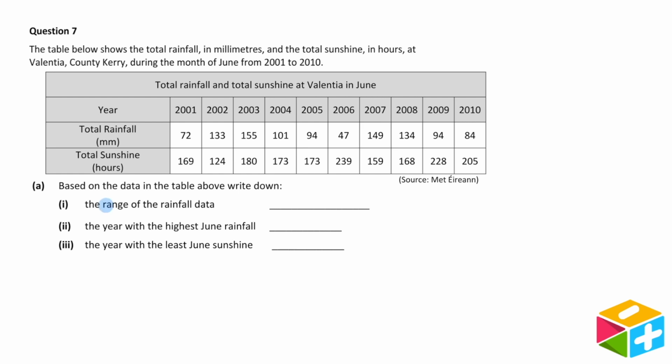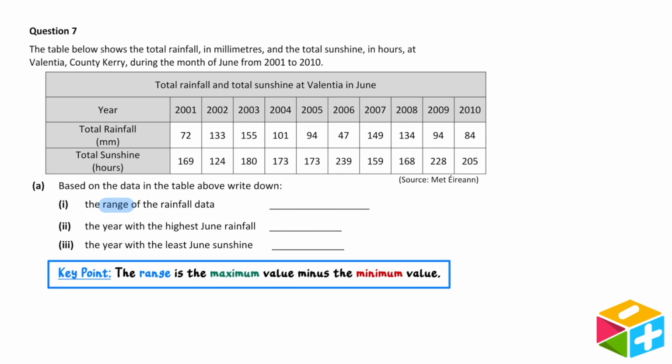We are asked to find the range of the rainfall data. So it's important to know the definition of this term. The range is the maximum value minus the minimum value. So to find the range of the rainfall data, we should identify the maximum and the minimum and then take these values away.